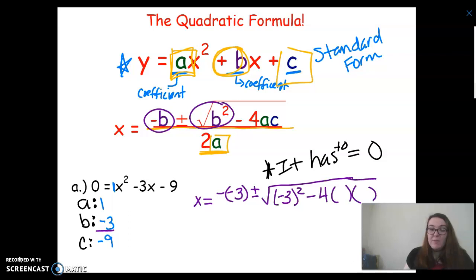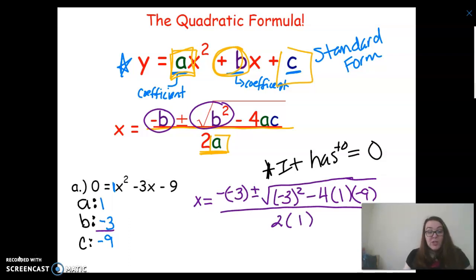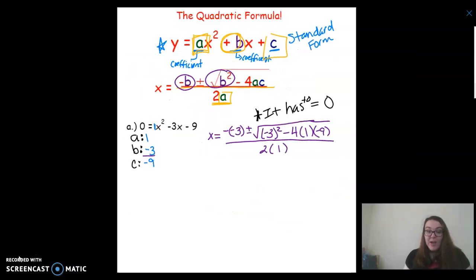I'm setting this all up to be multiplication. A is 1. C is -9. All of this is one big fraction. You have to make sure it's all one big fraction, all over 2 times the value of a, and a is 1. After that, put your information in. It becomes a game of simplify. So I'm going to simplify.